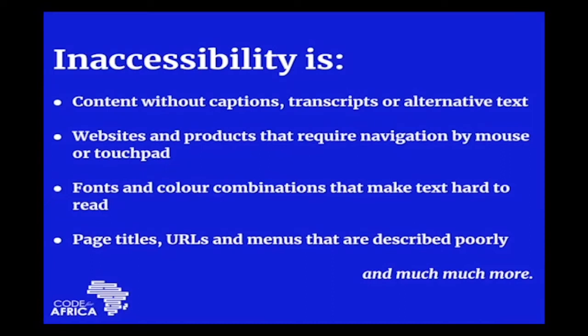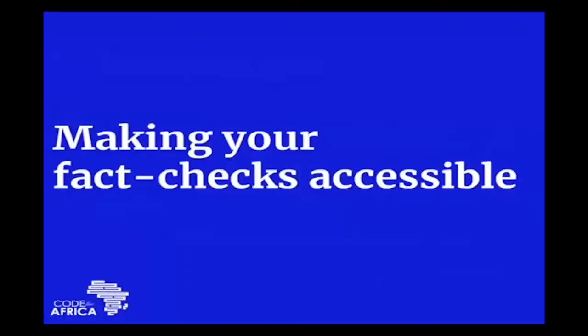It's also important to have transcripts for videos or audio for the benefit of users who prefer consuming that content through text. And alternative text is text descriptions for images on your website or the images that you upload on social media for the benefit of users who use assistive technologies like screen readers. Alternative text helps them understand what's in your image. So that's an example of what inaccessibility looks like for users, and there are many, many more examples of that. So how can you make your fact checks more accessible?